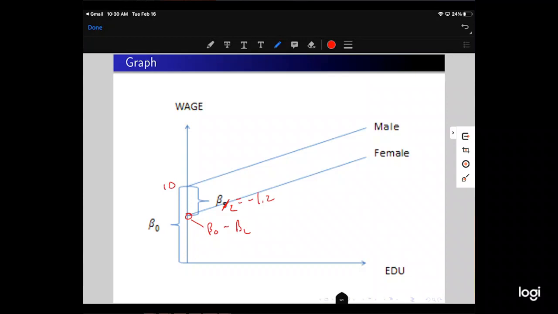So that's how you graph the output of the model for the homework. Education on the x-axis, wages on the y-axis. This is the female line, this is the male line. The slope is still beta 1 for each of these.